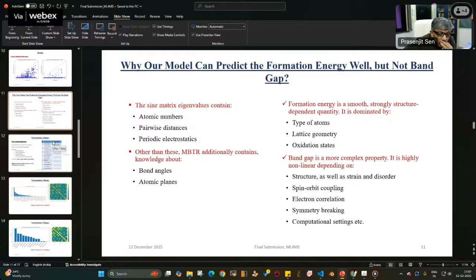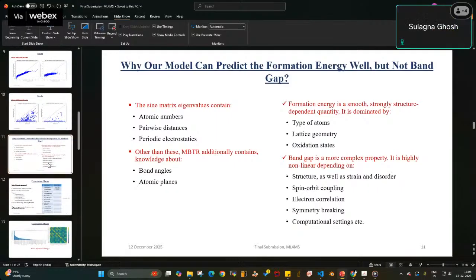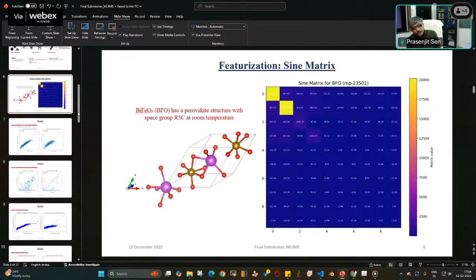Right. So, Shulagna, what is the size of the Coulomb matrix that you had? Say 10 by 10. And when you use the matrix as a feature, what is your feature space size, dimensionality? Say it was around 40.